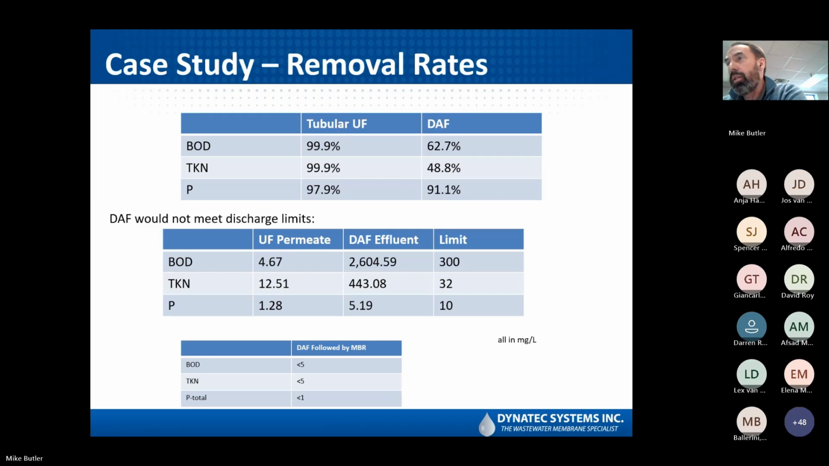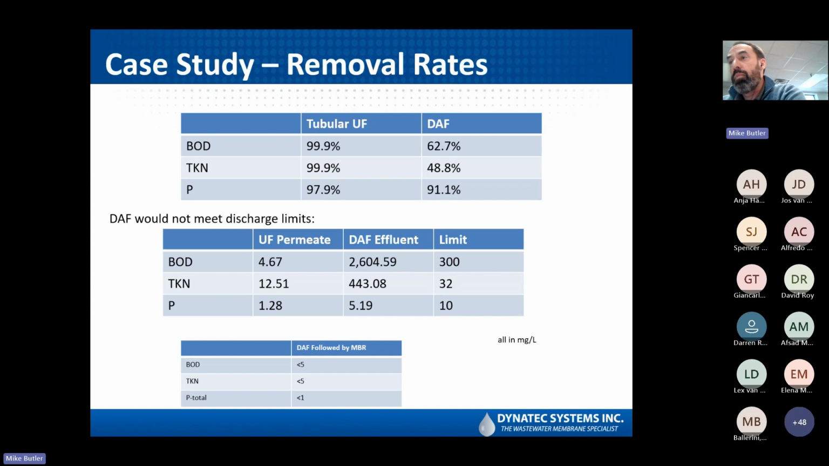So at the top, you'll see this customer also had a DAF on site, and their average removal rates, you can see compared to the UF, were not nearly as good. The BOD, they were removing less than 2/3 of it. The TKN, they're removing less than half.